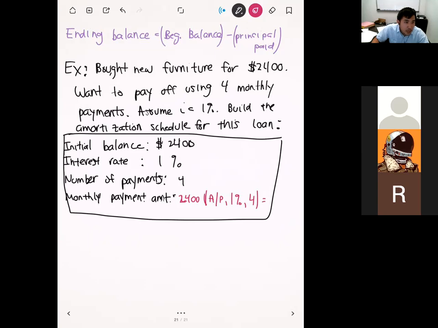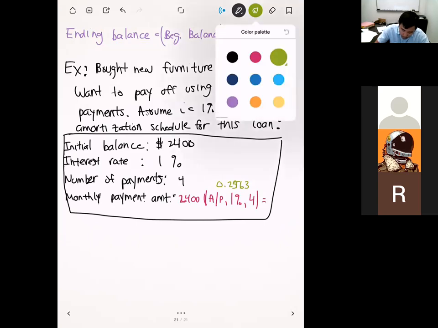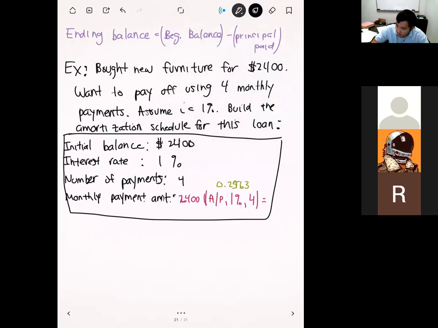If we look at the compound interest tables for 1%, and look at the A over P factor for n equal to 4, we get a value of 0.2563. We perform that arithmetic, 2,400 times 0.2563, and we get a uniform monthly payment amount of $615.12. That's how much we're going to pay each month for 4 months to pay off this piece of furniture.